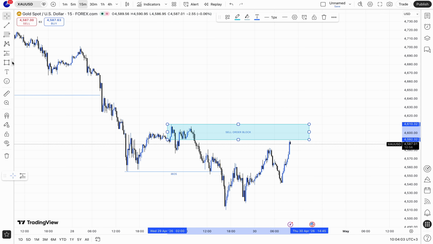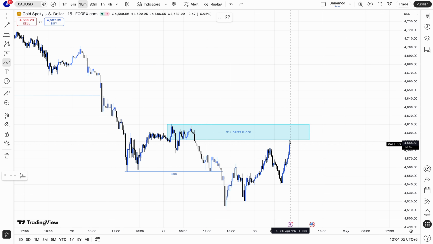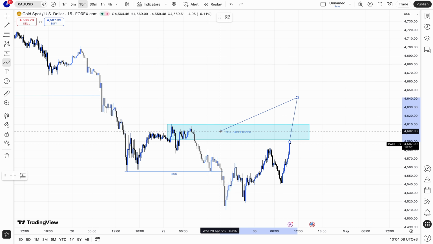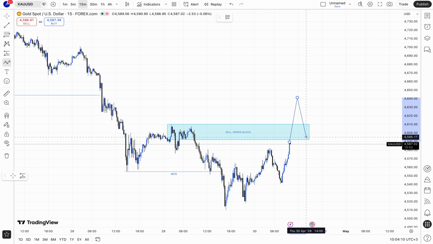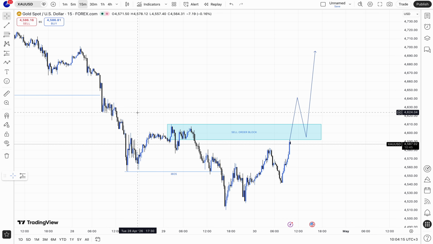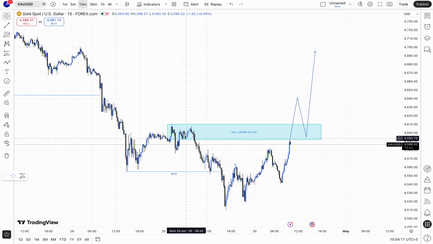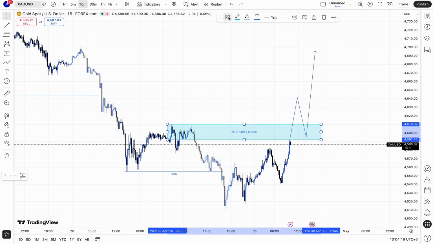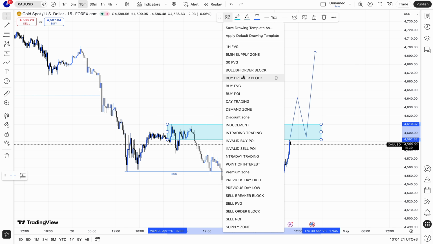But my plan is very simple. I'm not planning to sell this. I'm waiting for the price to disrespect this order block, then I wait for that, then a continuation to the upside. That's my plan, and automatically this will turn into our bullish breaker block.